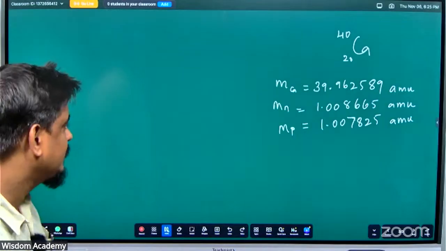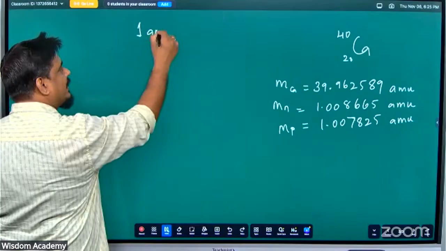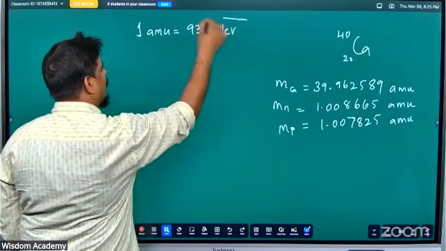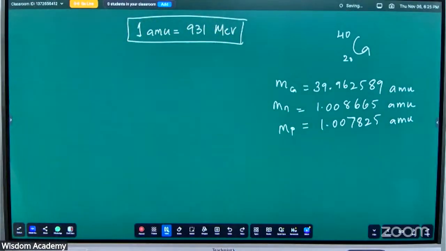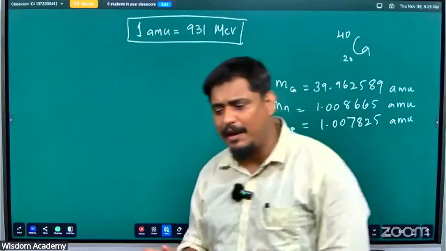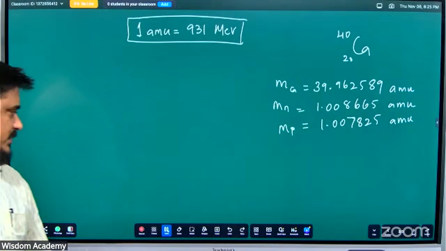For your knowledge, in the NCERT book also, in the board paper also, they will always give you 1 AMU in MeV. Generally it is 931, or some books will write 931.5. So based upon what the book gives, if they have given you 1 AMU is 931 MeV, then when you find the mass defect, don't forget to multiply by 931. Then only you will get the value of binding energy in MeV. Never forget that. Any answer? If you are doing the calculation properly, you should get the answer.